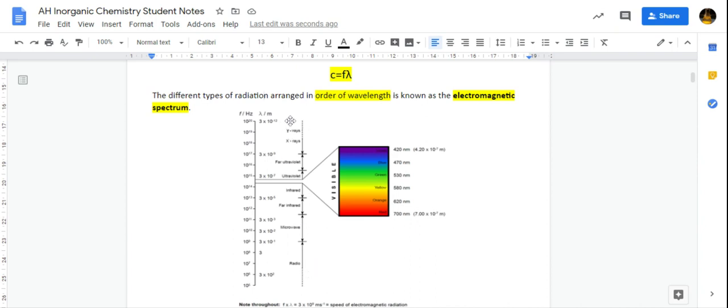Gamma rays and X-rays, at this top end of the spectrum, have a short wavelength and a high frequency. At the radio wave end of the spectrum, they have a long wavelength and a low frequency. You need to know the relationship between wavelength and frequency for different waves.